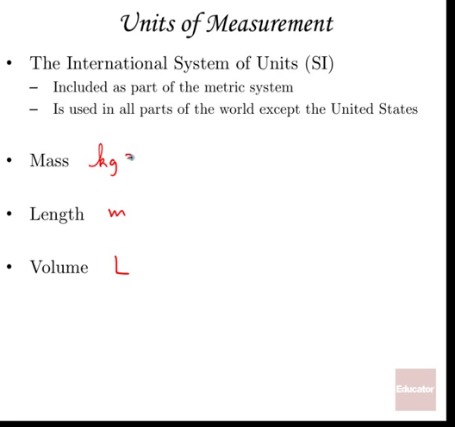So kg again stands for kilogram. Lowercase m is going to be abbreviating meter, and finally capital L is going to be symbolized for liter. Again, mass is going to be kilogram, length is going to be meter, and volume is liter.